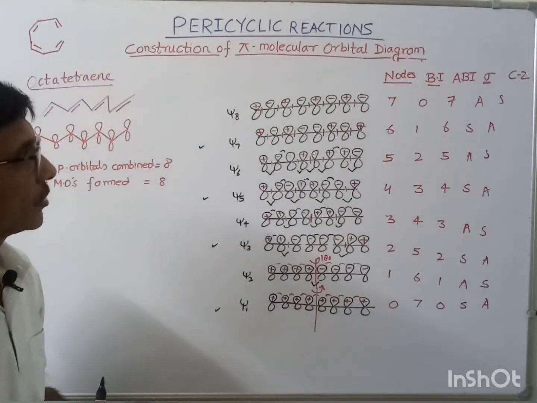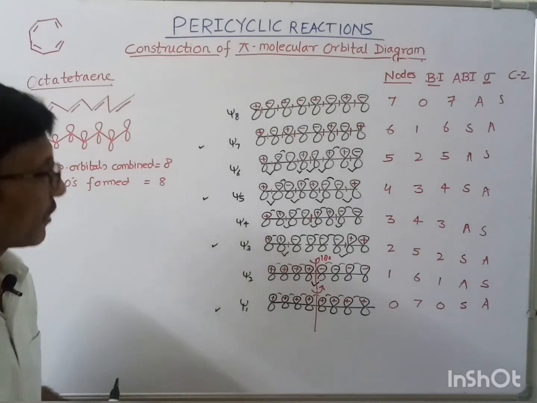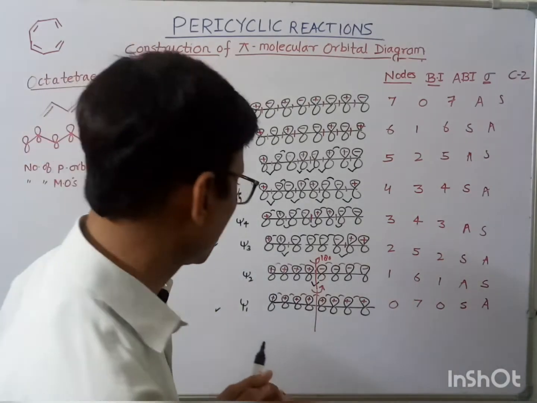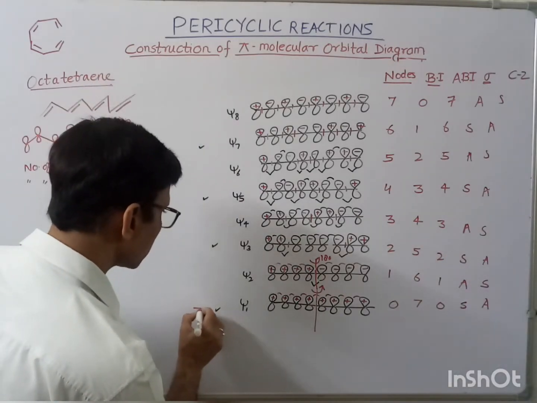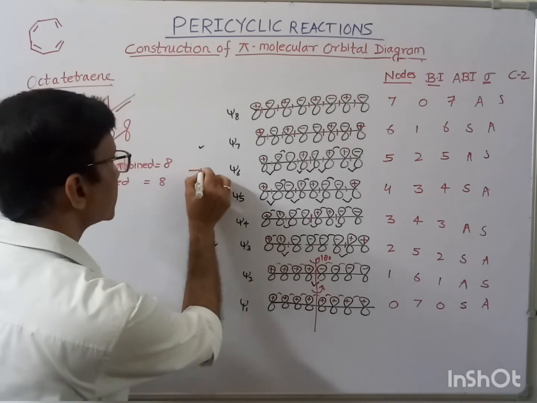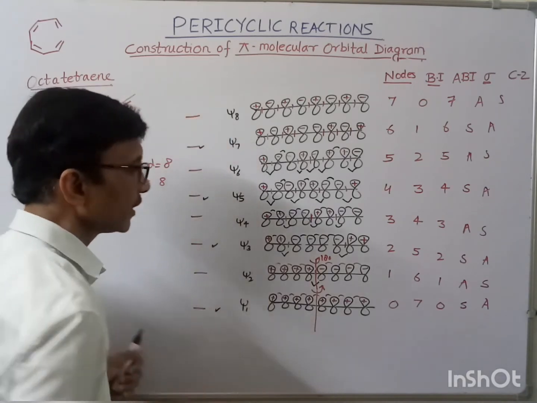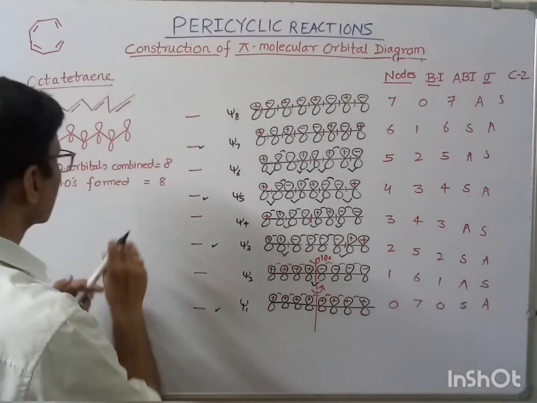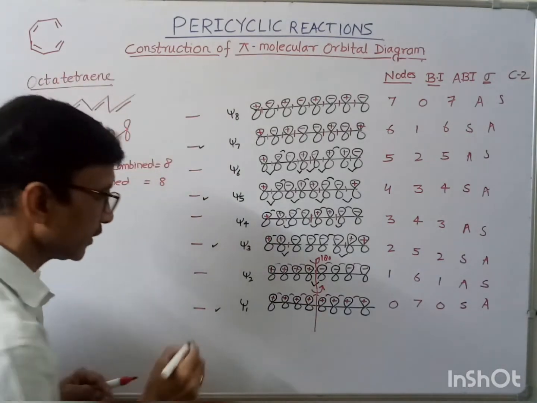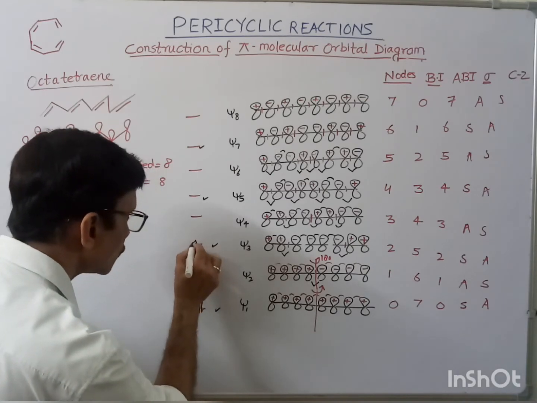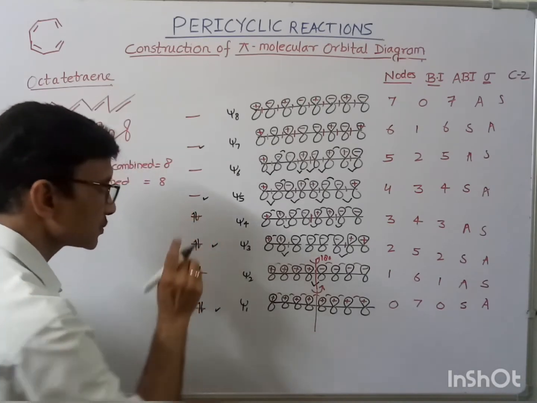so this is about the molecular orbital diagram for the octatetraene. Now, what is the HOMO here? Suppose I write psi 1, psi 2, psi 3, psi 4, psi 5, psi 6, psi 7, psi 8. If you want to fill the pi electrons, the total number of pi electrons here is 8. So this is 2, 2, 2, 2: 8 electrons.